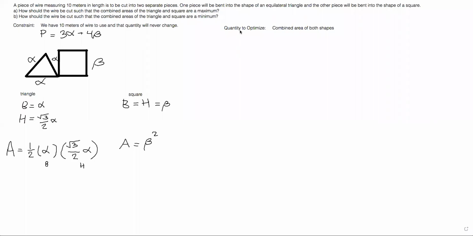Let's continue. So we're trying to first maximize the combined area of both shapes. So I'm going to use A for area. And then actually, I'm going to go down here. I'm going to do A sub T, which is area of the triangle, and then A sub S, which is area of the square. So just A without the subscript is going to be the total area between both of them. So this is going to be 1/2 alpha, or actually, you know what? Let's just combine everything together. Let's just multiply everything. We're going to get root 3/4 alpha squared.